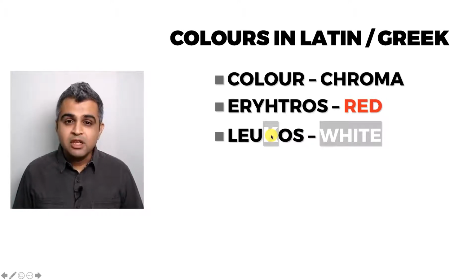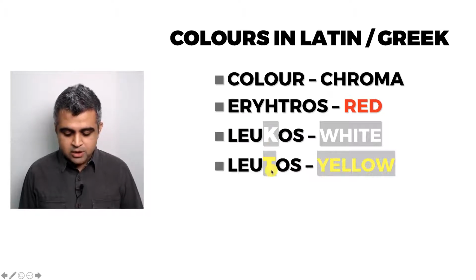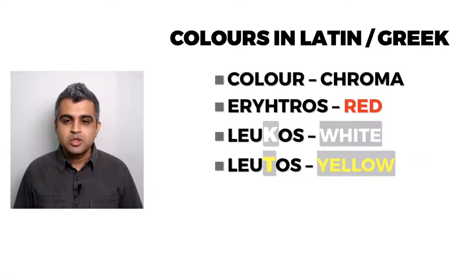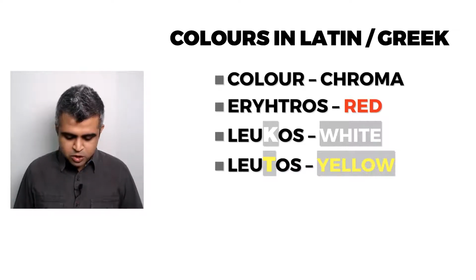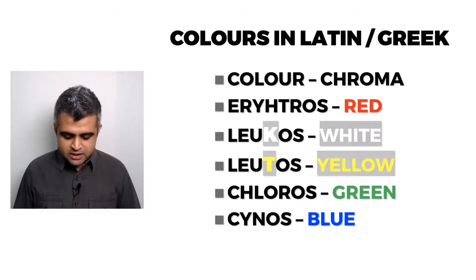You are going to have lutos with a T. So this is not the same word, it's a different word with T. And lutos is yellow. So you have erythro, which means red. You have leukos, which means white. You have lutos, which means yellow. And then the ones which you probably know, chloros is green and you are going to have cyanos, which is blue.